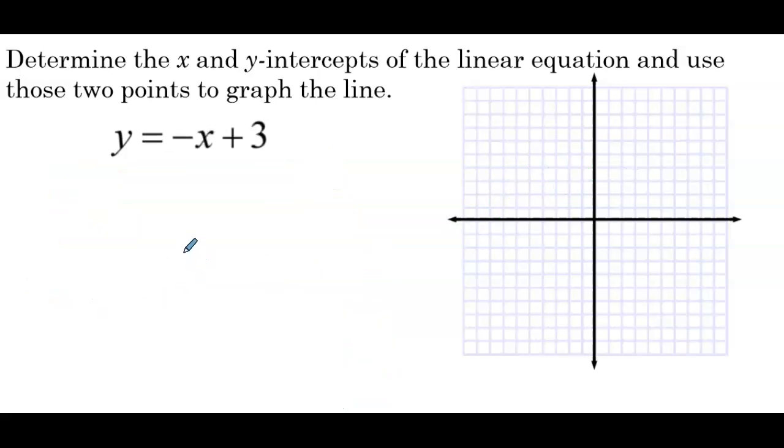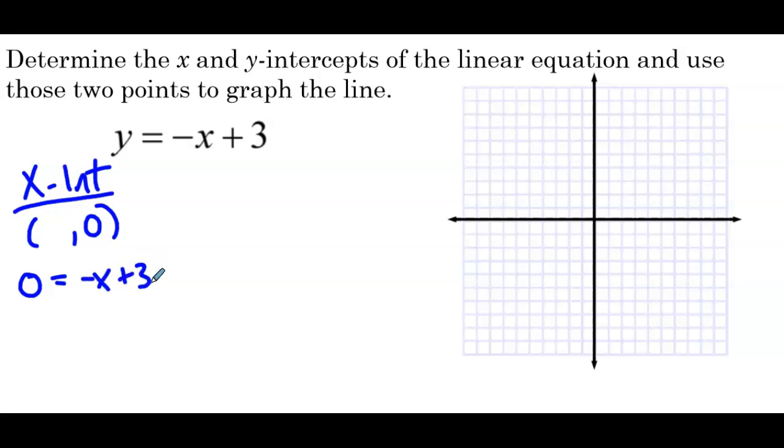Our next example, y equals -x plus 3. So we'll start with the x-intercept. That's a point whose y-coordinate is 0. So 0 equals negative x plus 3. We can add x to both sides of the equation, and we'd have x equals 3. So the x-intercept is the point 3, 0.